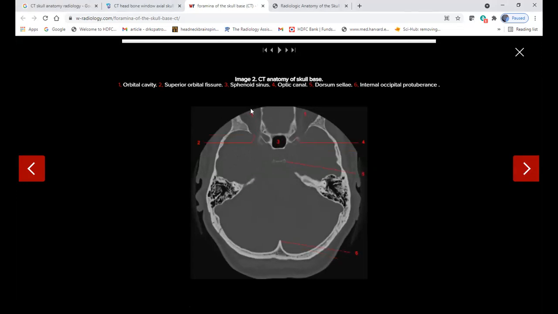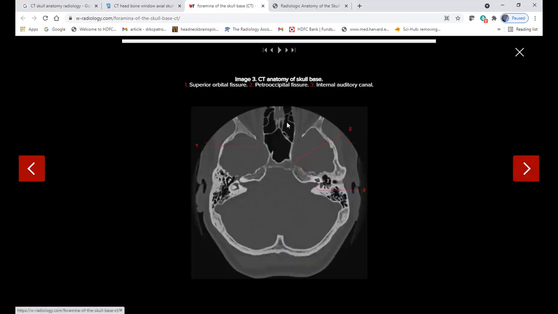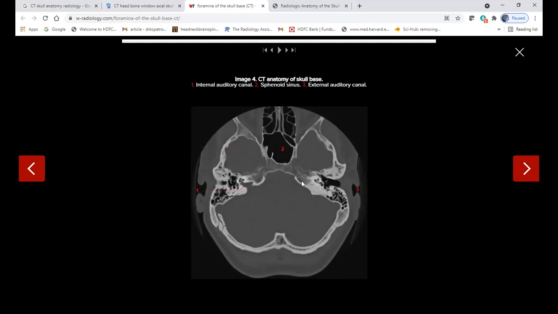This is the sphenoid sinus. This is the orbital cavity, superior orbital fissure, sphenoid sinus 3, optic canal 4. This is the optic canal, dorsum sellae, and internal occipital protuberance. Again, superior orbital fissure, petroclival suture, internal acoustic meatus. You can see the cochlea here also. Internal auditory canal, cochlea here, sphenoid sinus, external auditory canal. This is the external auditory canal.